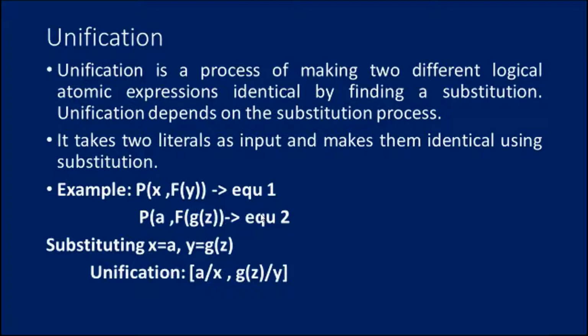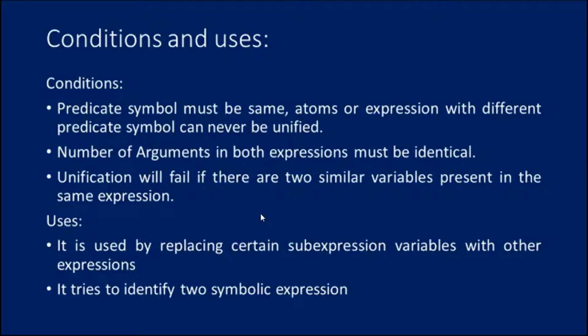Next, we want to know what conditions need to be followed and the uses. The condition we need to follow is that the predicate symbol must be the same. Atoms or expressions with different predicate symbols can never be unified. The number of arguments in both expressions must be identical. Unification will fail if there are two similar variables present in the same expression.